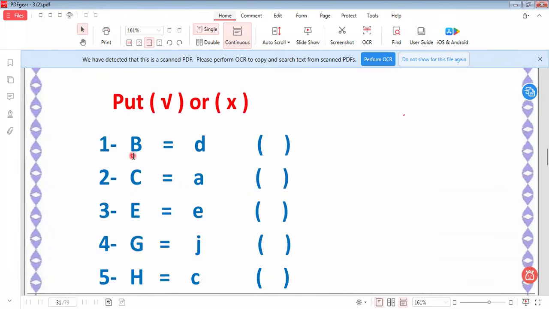So here we put right or wrong. Here we have a mistake. Is small b written like this? No, because small b is written like this. So this is wrong. Here is small c. Here is the capital C. Is small c written like this? No, small c is written like this. So it's wrong. Here is small e, capital E, small e. Yes. Here is capital G and small g. Capital H and small h. Here is wrong and here is wrong. You must take care when you answer. Okay.